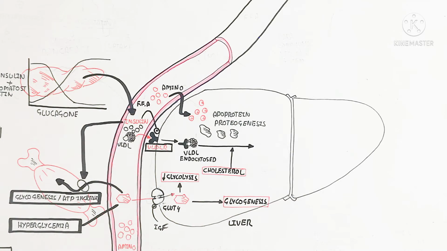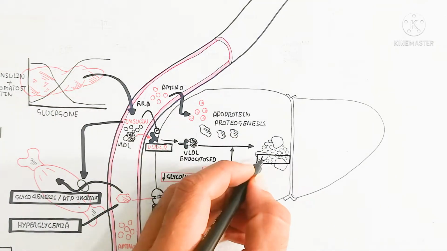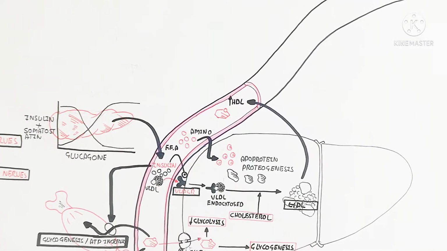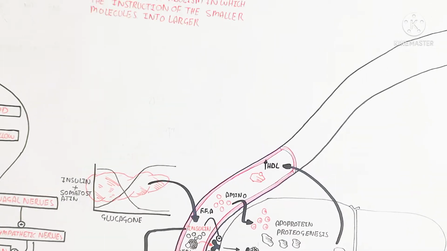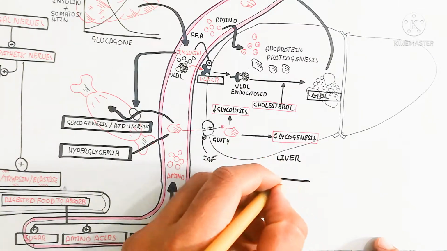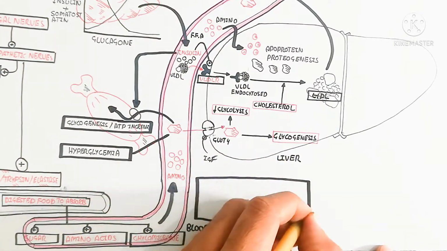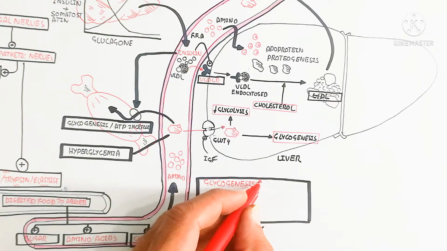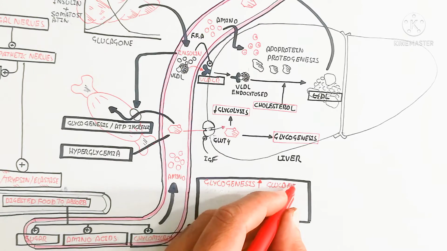Cholesterol will be added also. This cholesterol is important for the fluidity of the cell, so it will be transported through a high density lipoprotein. So this high density lipoprotein will be increased, while in the fasted state the low density lipoprotein will be increased due to the lipolysis. So here is the glycogenesis.